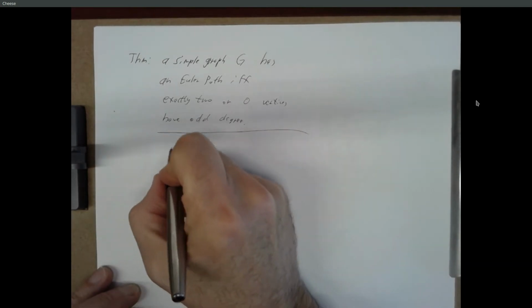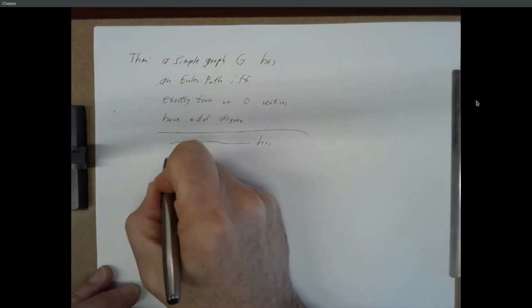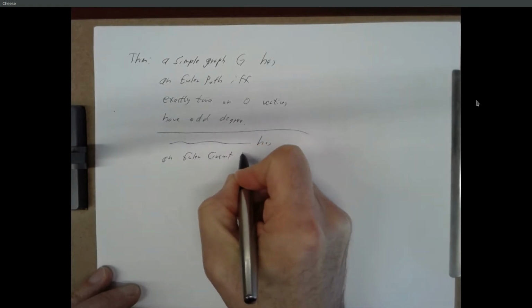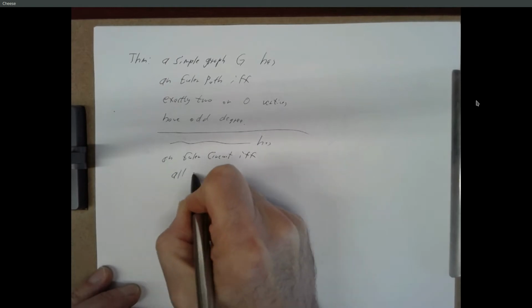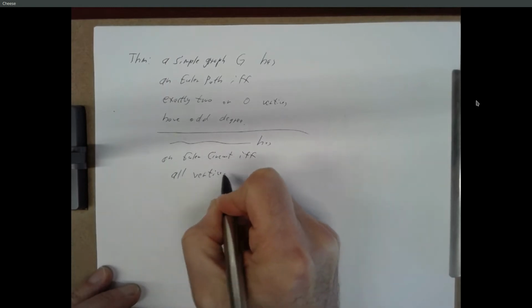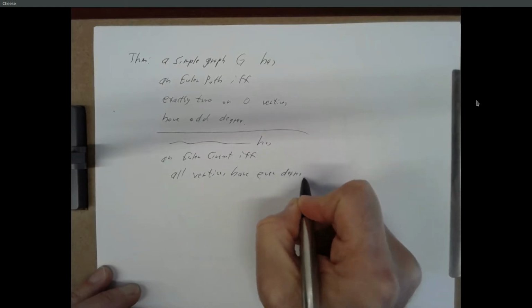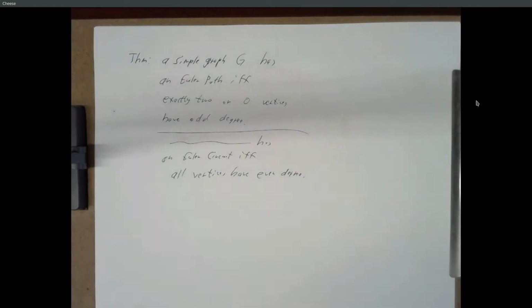And the second fact: a graph has an Euler circuit if and only if all vertices have even degree. So if all your vertices have an even degree, there's an Euler circuit, which is also an Euler path. If exactly 2 vertices have an odd degree, there's an Euler path but no circuit. In the other case, there's no path, no circuit.